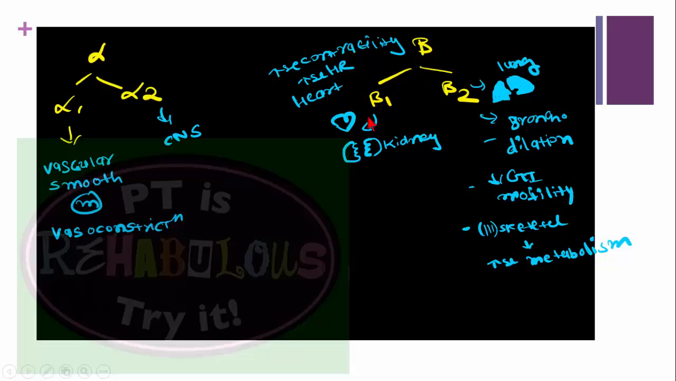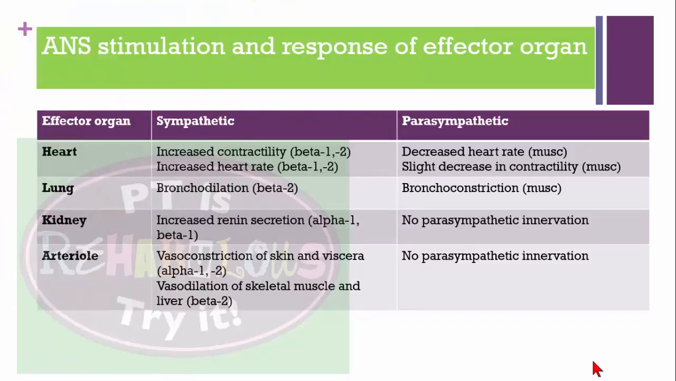If located in the heart, it will increase your heart rate and increase contractility. And your beta 2 receptor is located in your lung, so that will cause bronchodilation, decrease GI motility also, and skeletal muscle metabolism will increase.